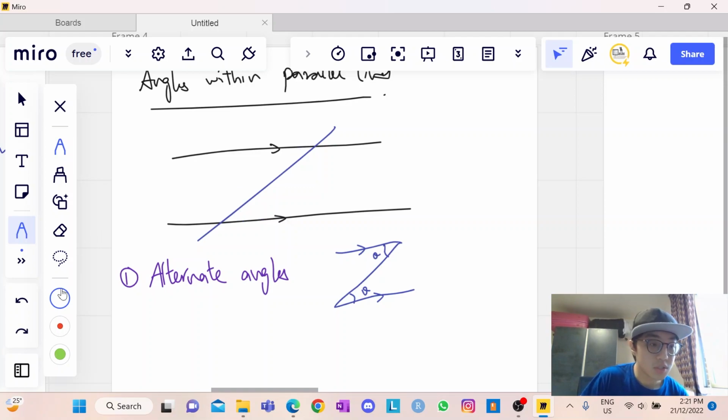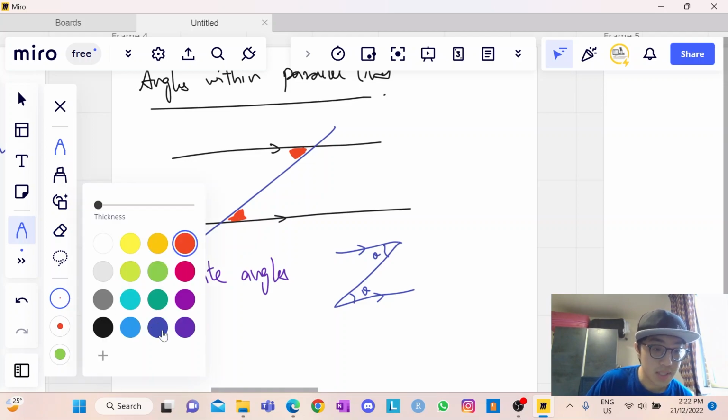Maybe I'll just change some color when I color this. So the angle right here is the same as the angle right here. And this is called the alternate angles. It's just that simple actually. You just need to remember these three different angles.